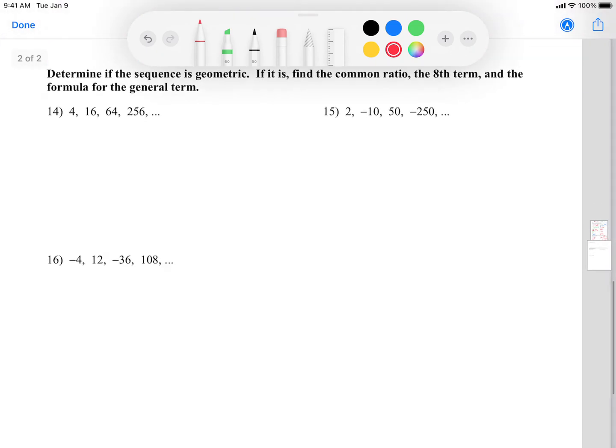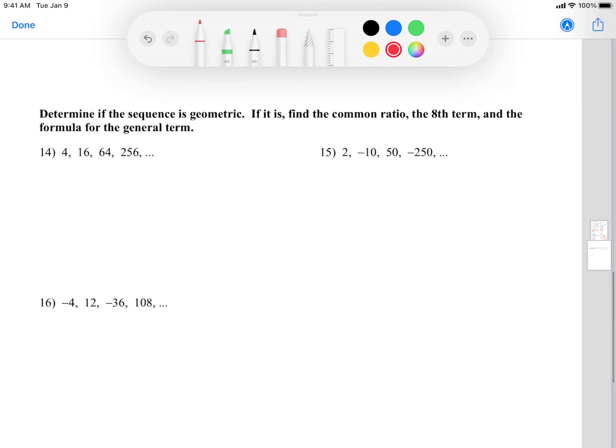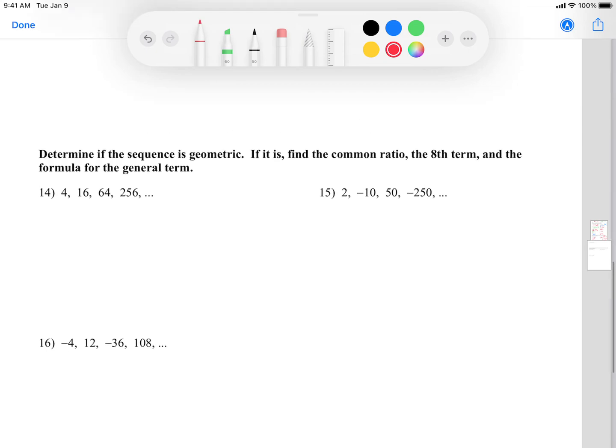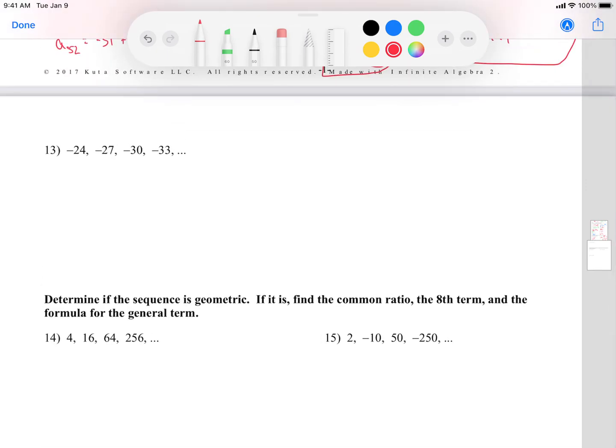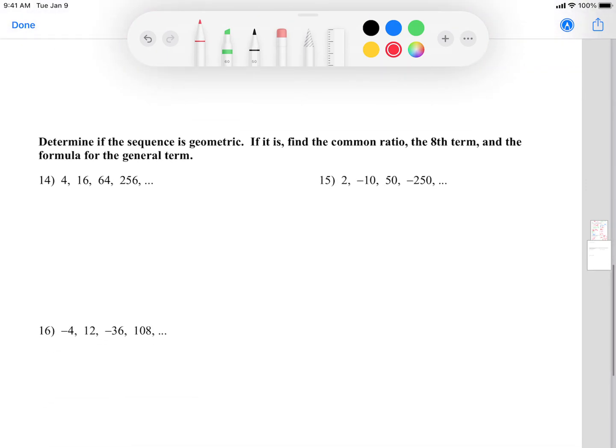And then you can do the same thing with geometric. I'm going to do one example of geometric before I let you go to work on your assignment today. You can actually complete this on your own. Do number 13 on your own, and then number 15 and number 16 for geometric. We want to determine if it's geometric, find the common ratio, the eighth term, and the formula for the general term.